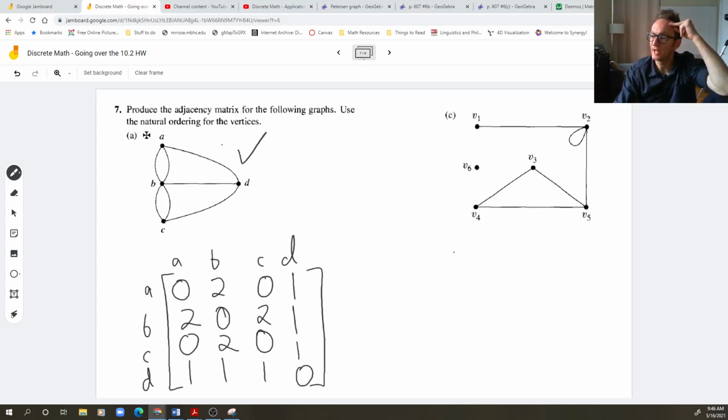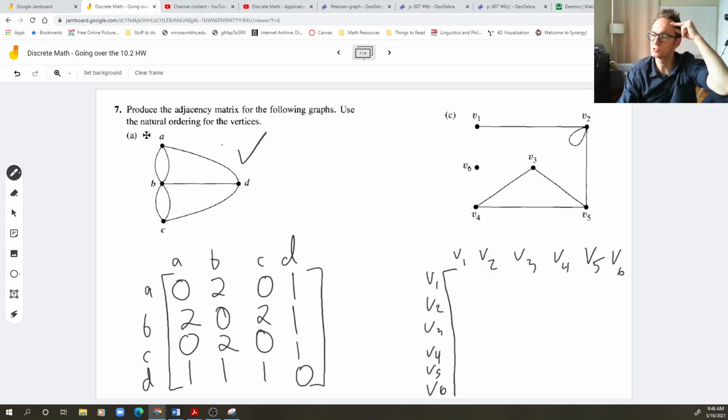Okay, over here I have V1, V2, V3, V4, V5, and V6, and over here V1, V2, V3, V4, V5, V6. Beautiful. Edges: 0 from V1 to itself. This is going to take forever. From V1 to V2, there's 1 edge. From V1 to V3, and that's it. There are no other edges between V1 and anything else. And this will be the same because it's totally symmetric.